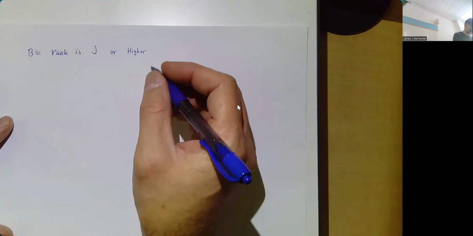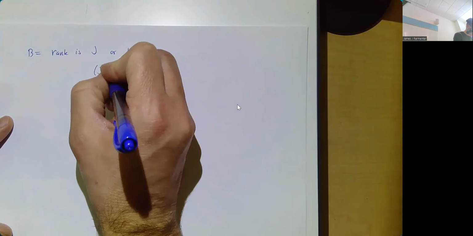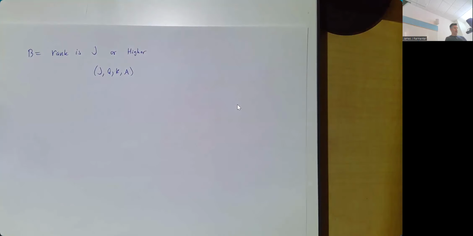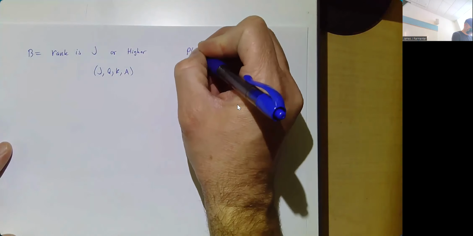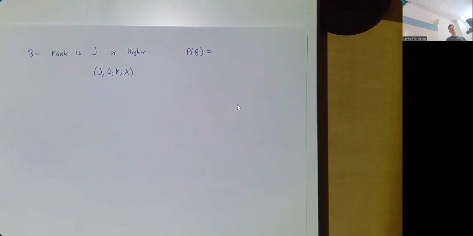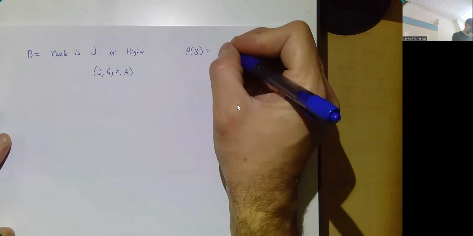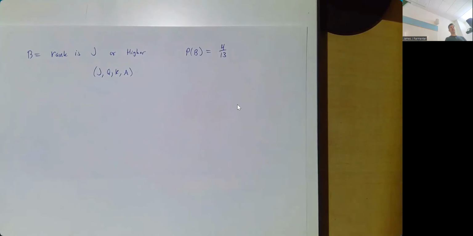So jack or higher, meaning jack, queen, king, or ace. What's the probability of picking a card that is one of these ranks? I don't want you to say 16 out of 52, even though that's correct. I want you to say 4 out of 13. 4 ranks you could pick out of 13 total ranks you could pick. It's the same as 16 out of 52, but I'm reducing what I have to think about. There are 4 ranks I could pick that are meeting the requirement out of 13 total ranks I could pick.